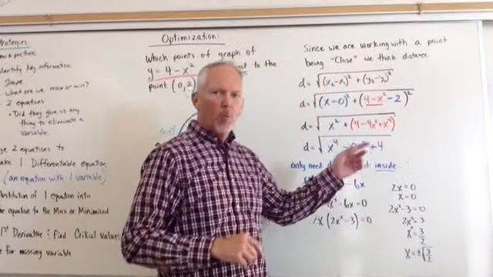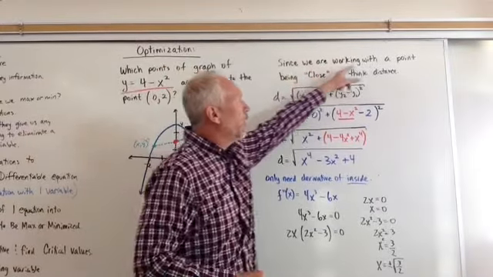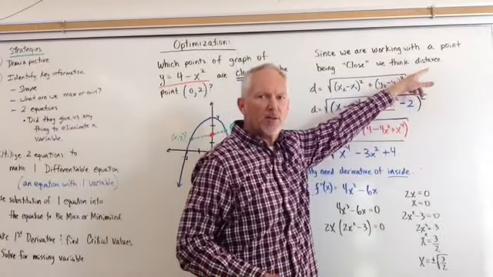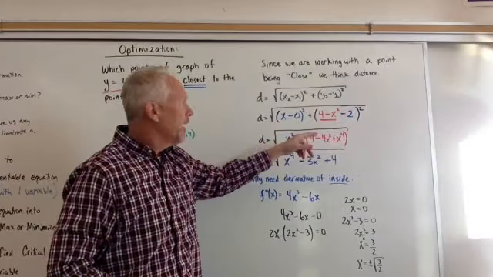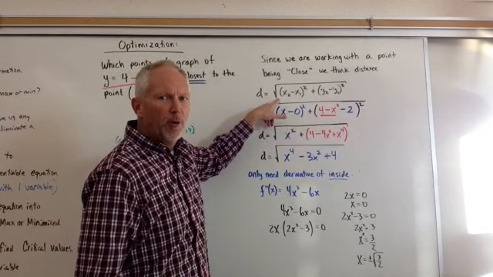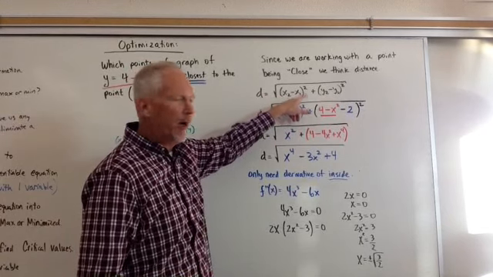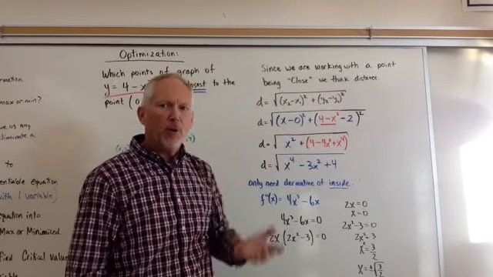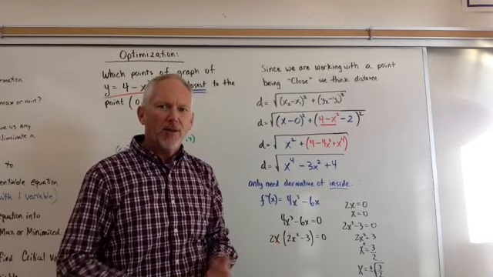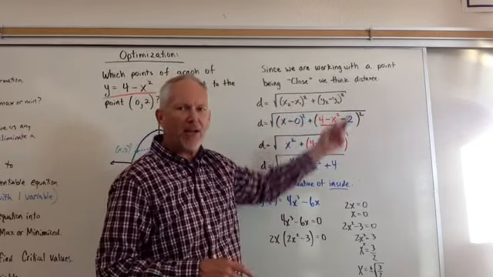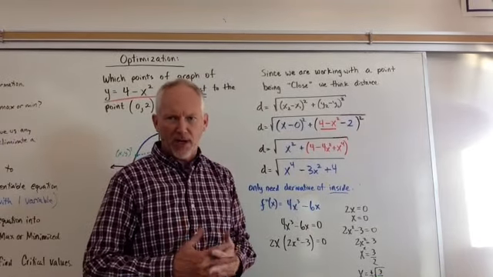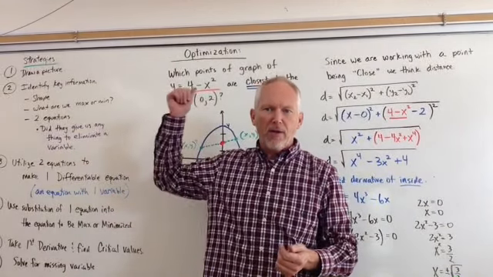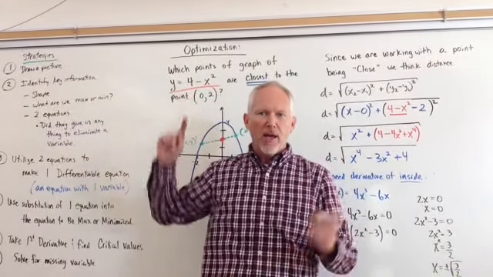So now, in this case, since we are working with a point being close, we have to think of distance. Now, distance is the square root of (x2 minus x1) squared plus (y2 minus y1) squared. That's the basic distance formula. Now, if we were to take the derivative of that, then we would have y's and x's all involved here. We don't want y's and x's all involved, so that's where the need for the secondary equation comes in. So we have this equation right behind me, and then we have this.